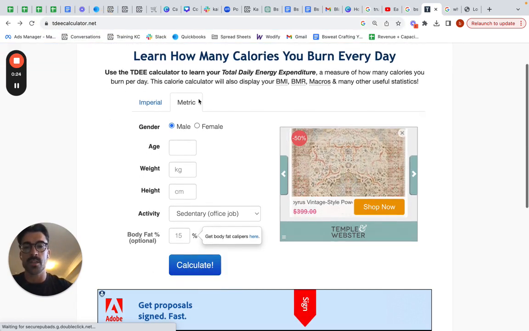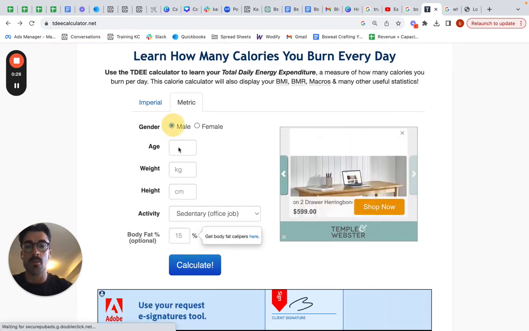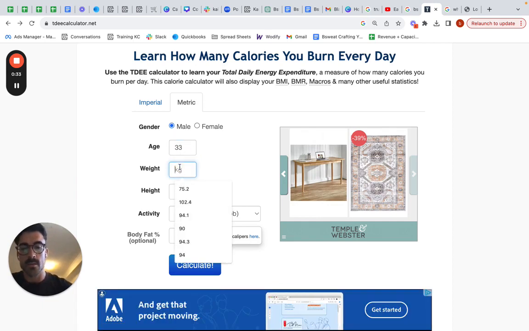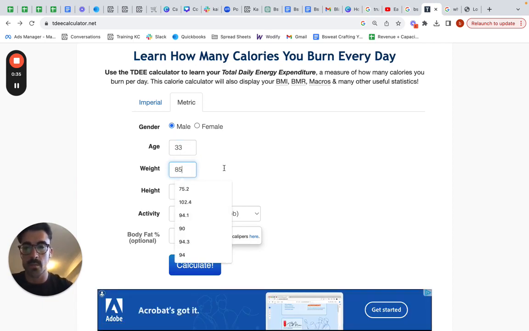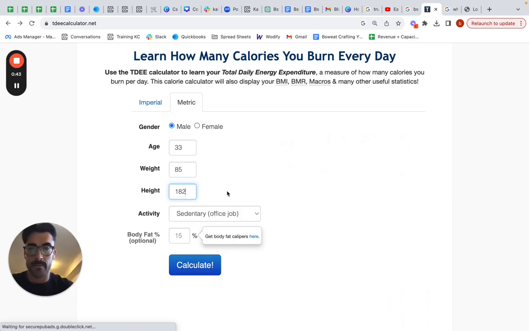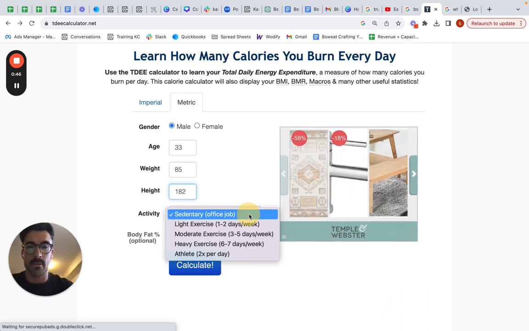Very simply, just choose your identity. I'm going to do this for myself. I'm male. I'm going to put my age in here, so I am 33. My weight is sitting at 85 kilos at the moment, and if you're not sure, just weigh yourself or let us know. We've got some scales at the gym. My height is 182 centimeters. That's 6 foot, and if anyone else differs, we can definitely have a big conversation about that one.